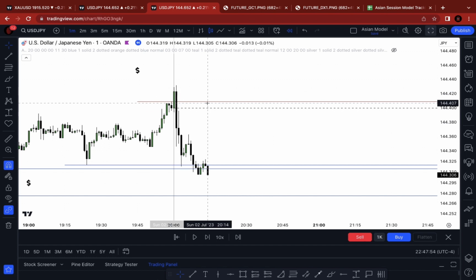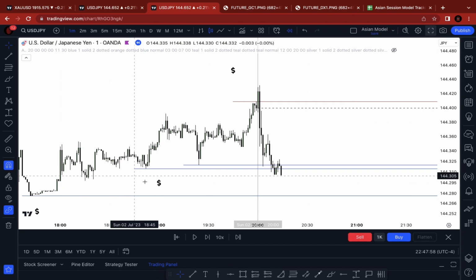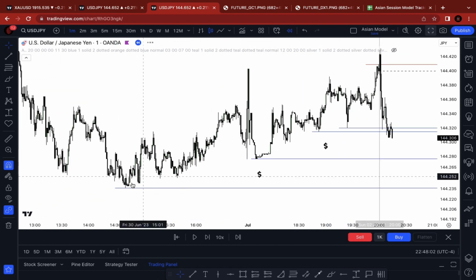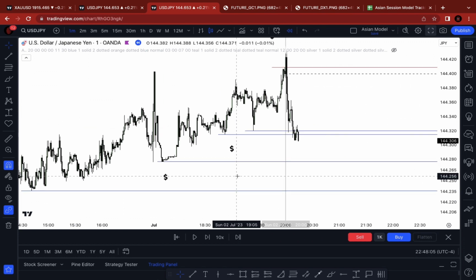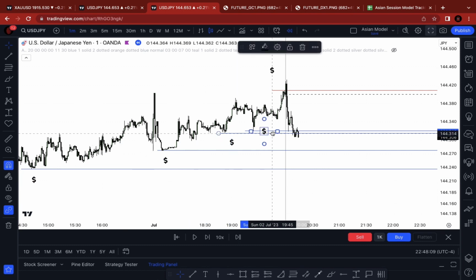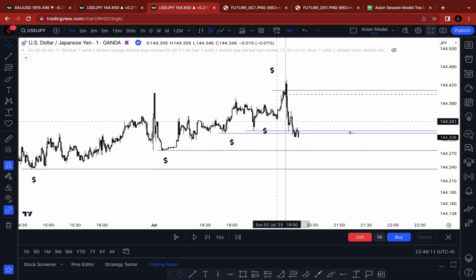I don't see any fair value gap, so I don't take a trade. But then we start to get down here to that sell side liquidity that we had on the 15-minute time frame, right? So we got those there marked off. Those are our sell sides. I don't know where the rest of the dollar signs are. There they are. So we got those 4 levels of sell side liquidity.